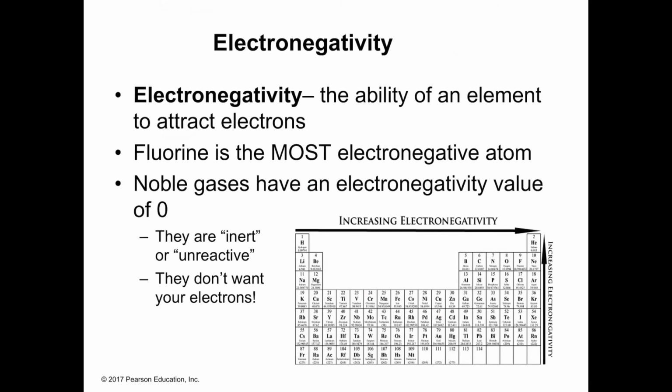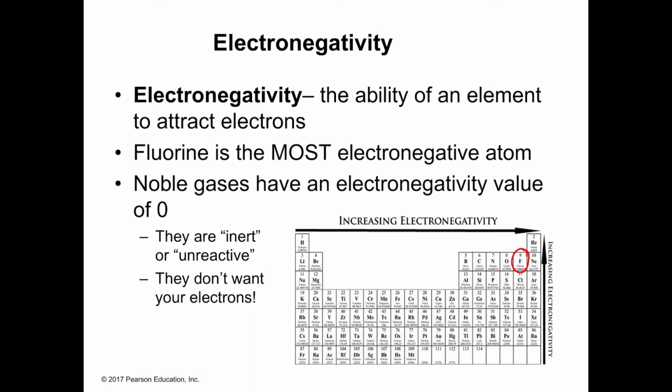Our last periodic trend that we're going to talk about today is electronegativity. Electronegativity is the ability of an element to attract electrons. This is going to be mostly when we're talking about molecular bonding and forming covalent bonds. It's the ability of an element to shift electrons in a molecule. Fluorine is the most electronegative atom. So that's fluorine here, and you'll notice that it's not in the corners. Mostly we've been talking about francium and helium, but now I'm telling you fluorine is the most electronegative atom.